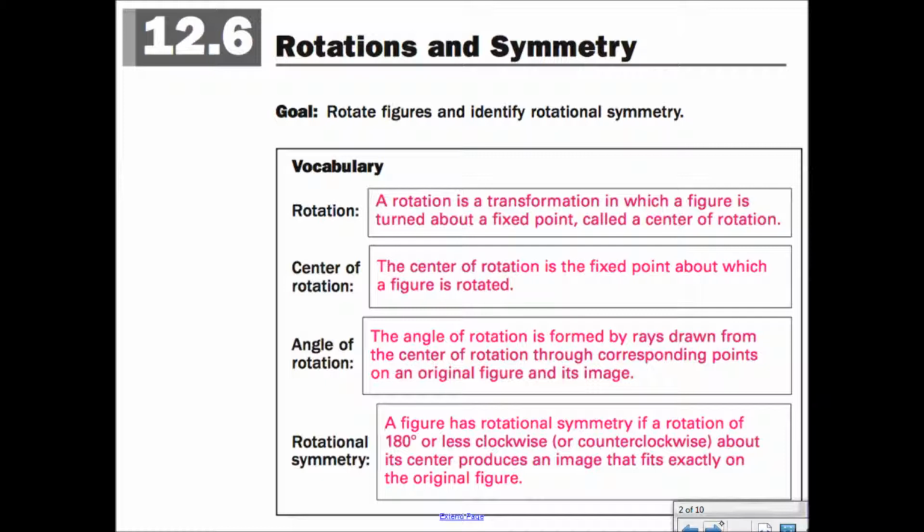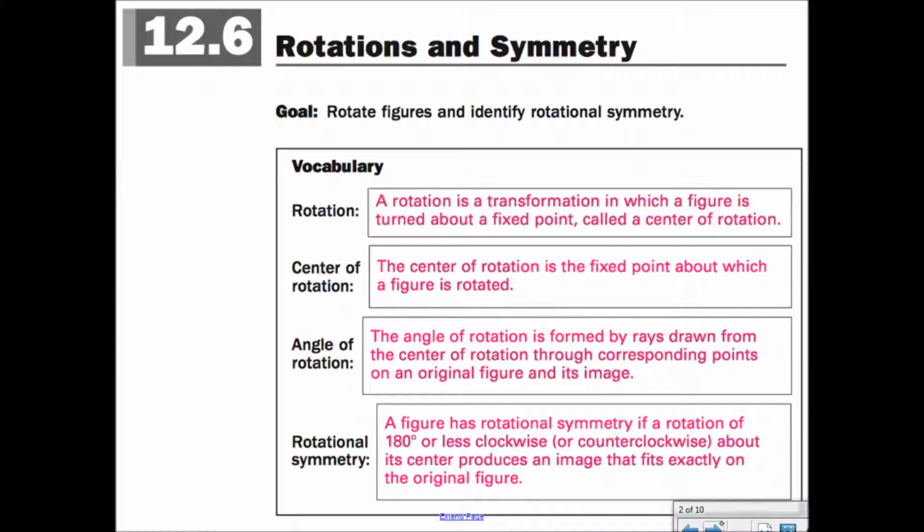12.6, rotations and symmetry. Rotate figures and identify rotational symmetry is our goal for today. A rotation is a transformation in which a figure is turned about a fixed point, called a center of rotation. The center of rotation is the fixed point about which a figure is rotated. The angle of rotation is formed by rays drawn from the center of rotation through corresponding points on an original figure and its image.